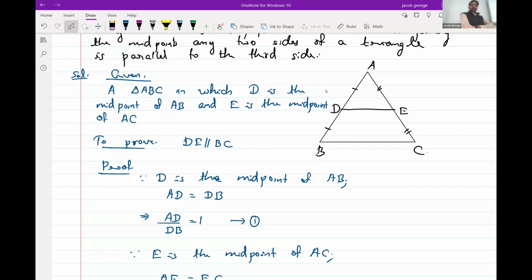DE is parallel to BC in triangle ABC, in which D is the midpoint of AB and E is the midpoint of AC. To prove DE is parallel to BC.